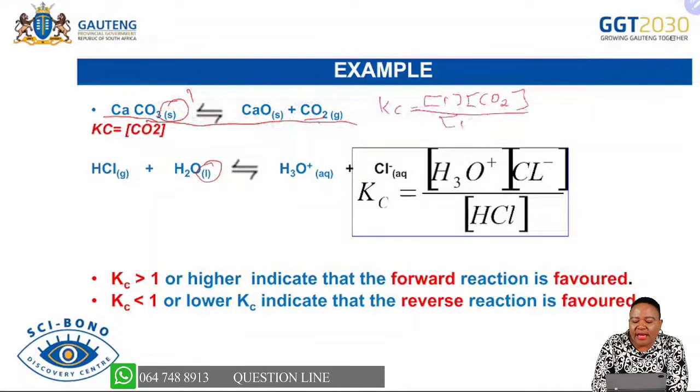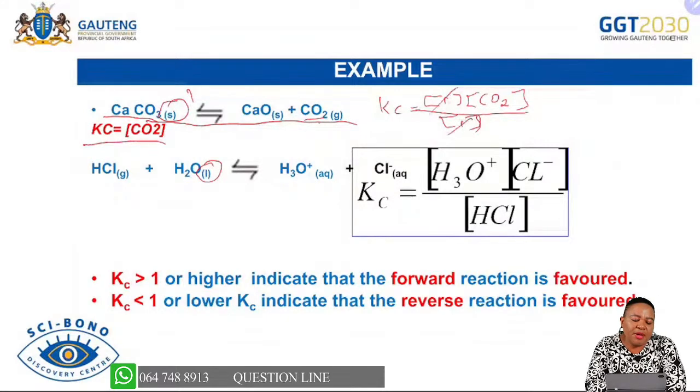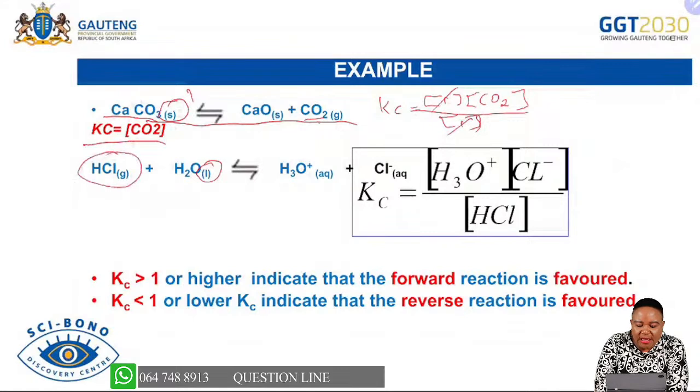by 1 again, which is the solid. So that is why you will find that the Kc expression is going to be expressed as Kc is equal to the concentration of carbon dioxide. Even here, where we have our hydrochloric acid gas and we have our water as the liquid, and they give us what? A hydronium ion and chloride ion.